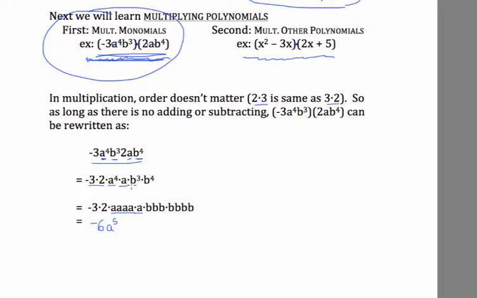And what do I really have here? B to the 3rd times b to the 4th. Well, b to the 3rd is b times b times b, times b times b times b times b. So really what I have here is b to the 7th. So that's my answer.